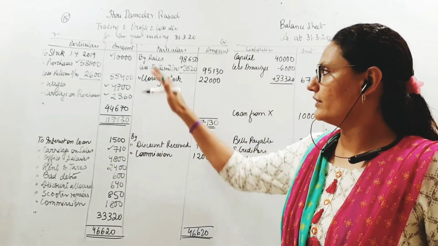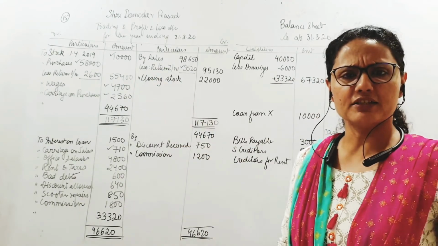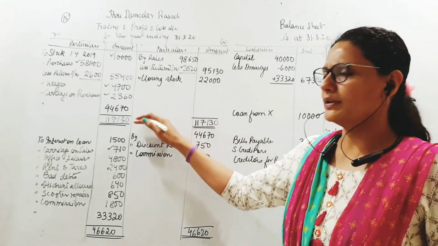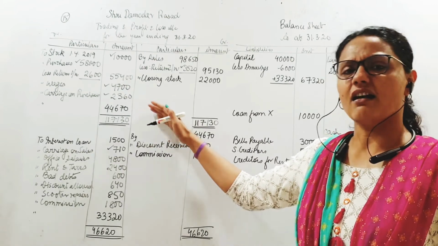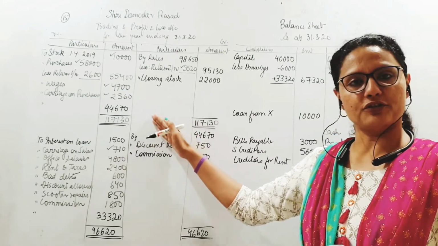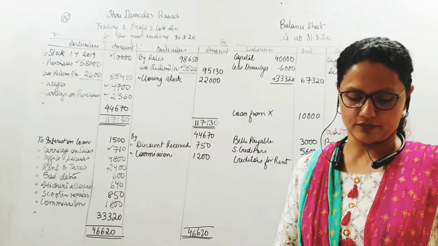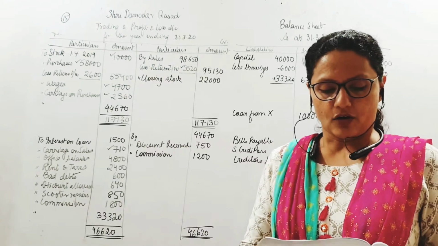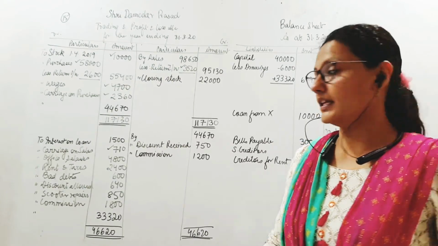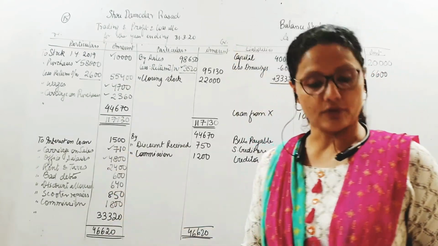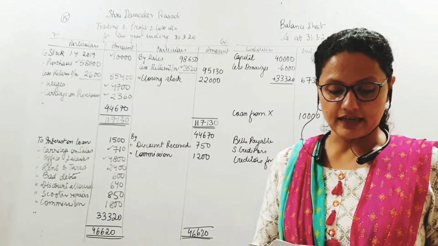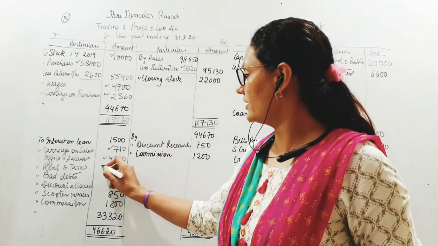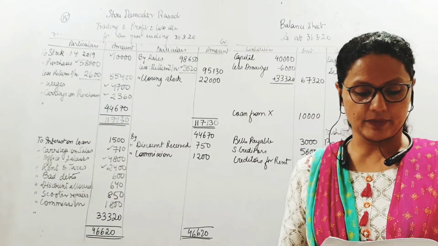Whenever you are doing this, of course, you don't know exactly how much space you will need. So you will leave maybe less than half, or 1/3 space, for trading account and 2/3 for profit and loss. Office salaries 4,800, indirect expense, profit and loss. Rent and taxes 2,400. All of these are indirect expenses.